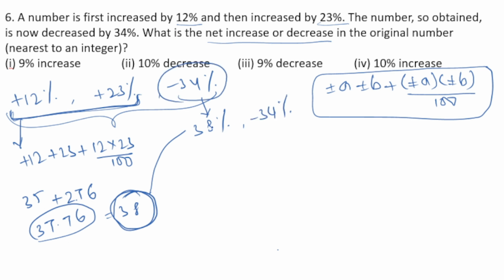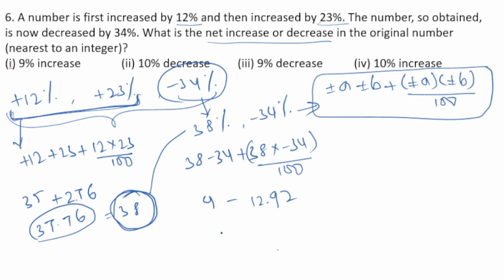Okay. And we will take this 38% and the third percentage change. It is minus 34%. We will apply the same formula. It is 38 minus 34 plus 38 into minus 34 divided by 100. It is 4 minus 38 into 34 is what? 8 into 4, 32. 12 plus 24, 36 plus 3, 39. 9 plus 3, 12. Okay, it is 12.92. 4 minus 12.92, it is minus 8.92. If you round off, it will be minus 9%. So it is 9% decrease.